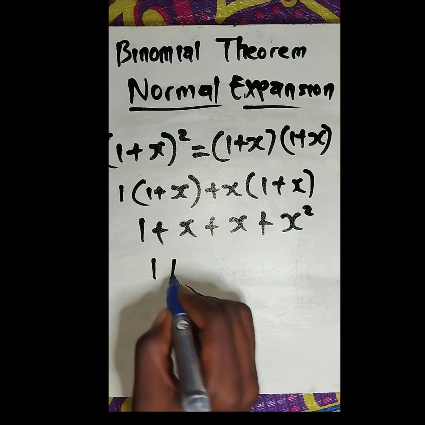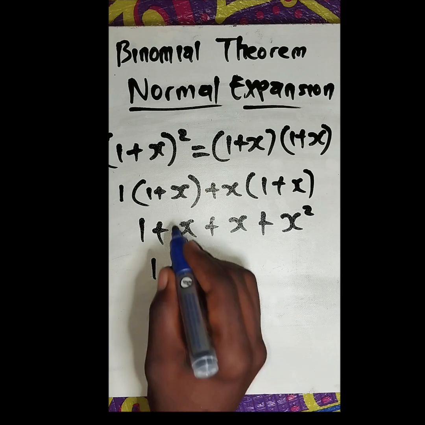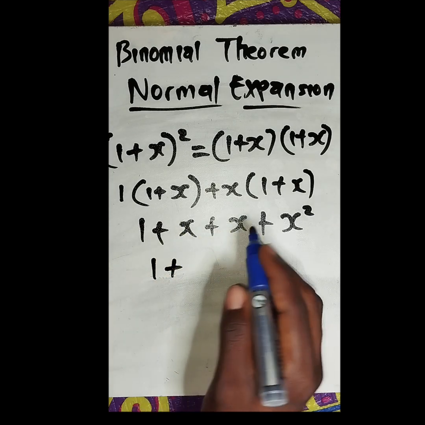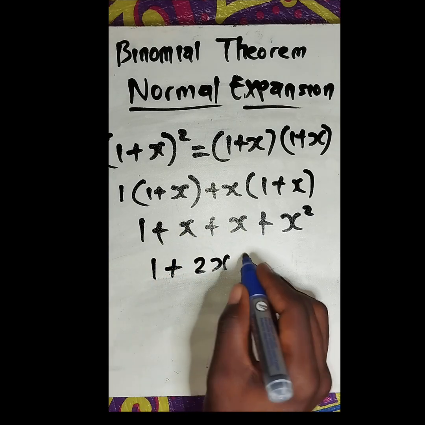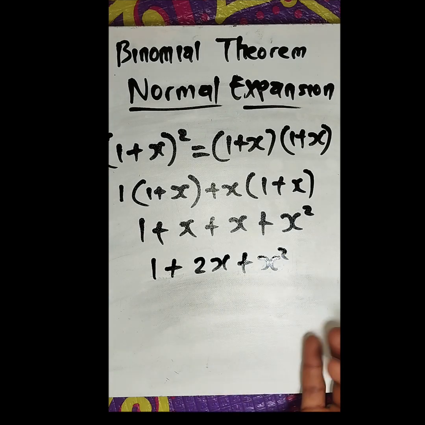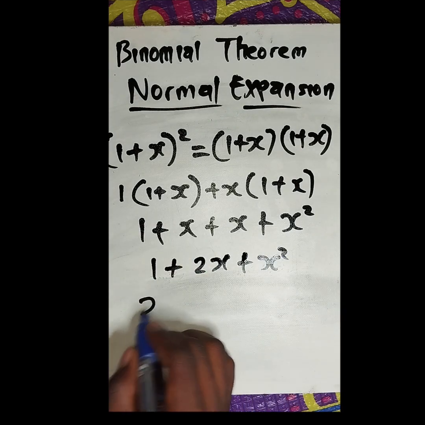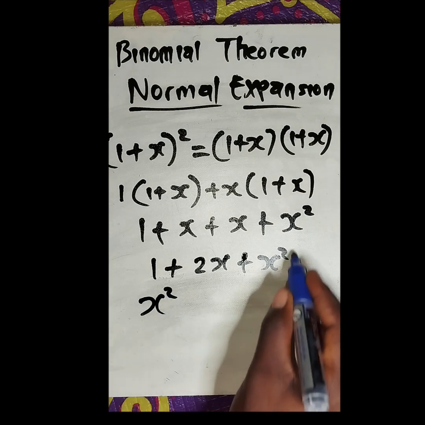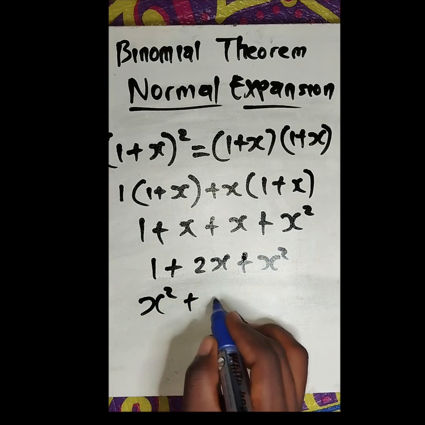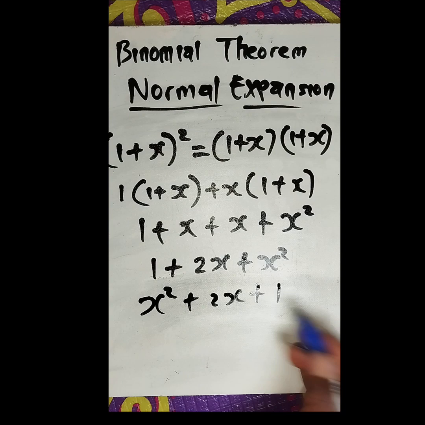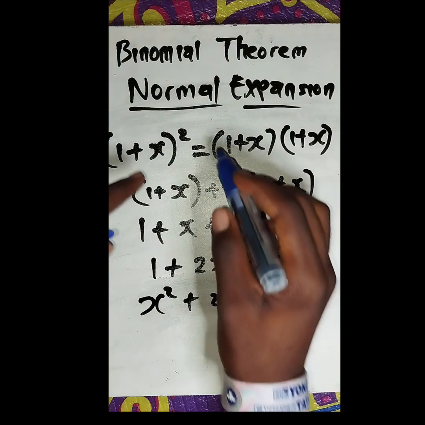So what do we do here? 1 plus x plus x. This is just a single x plus another single x. That would give you 2x plus x squared. That's all. You can rearrange, write in descending order from the highest power, x squared plus 2x plus 1, and you're done. That's all.